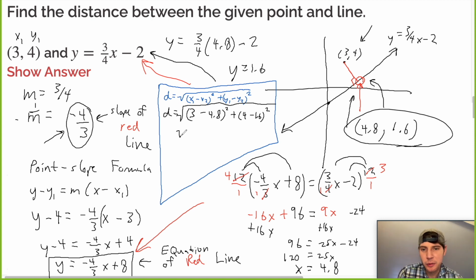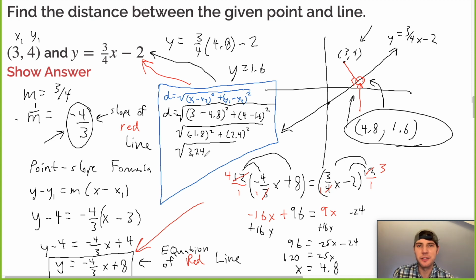We'll rewrite the square root, and 3 minus 4.8 is negative 1.8, still squared, plus 4 minus 1.6, which is 2.4, also squared. So square root again: 3.24 for the 1.8 squared, and it's positive because a negative times a negative is positive, plus 2.4 squared is 5.76. Add those up, I get 9. Oh wow, that came out clean. The square root of 9 is 3. So the answer to this whole question is 3.